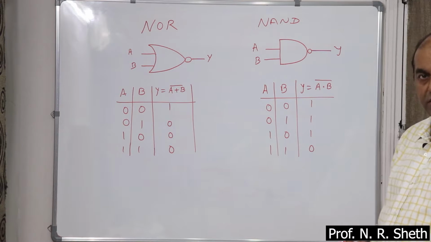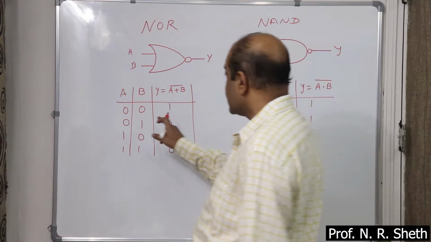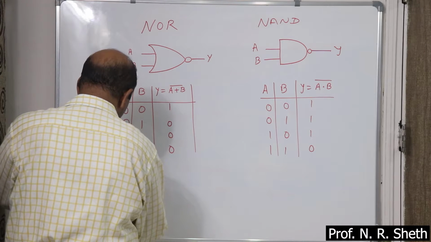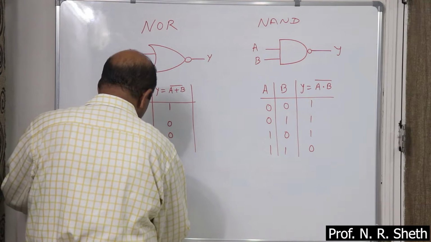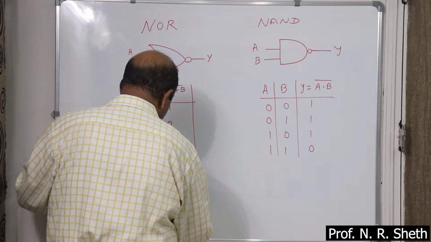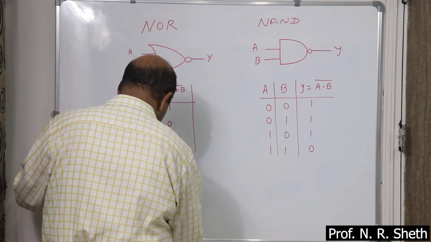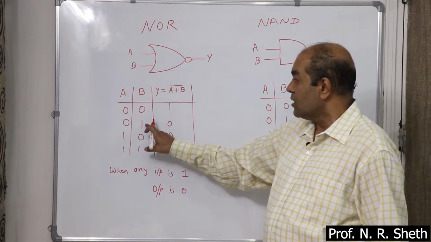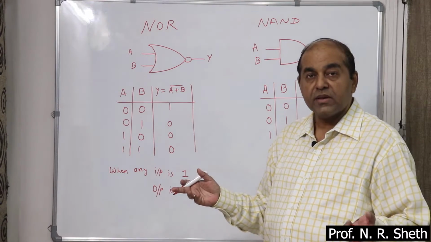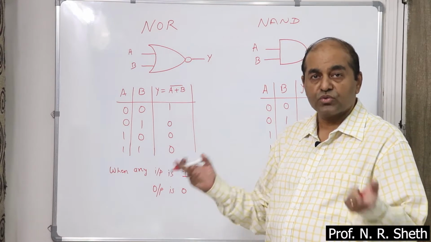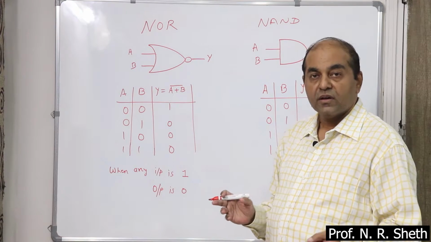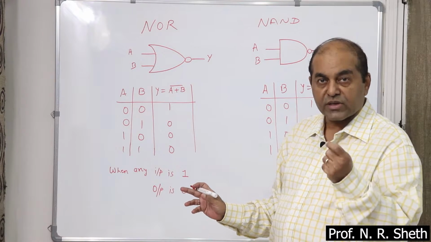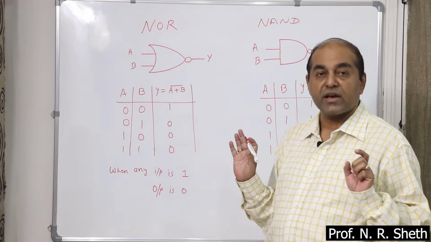In NOR gate, the important case is here. When any input is 1, output is 0. When any input, any means at least 1, suppose if it is a 3 input NOR gate, then 1 input, 2 input or 3 input, whatever. At least 1 input is high, immediately you can say that output is low.